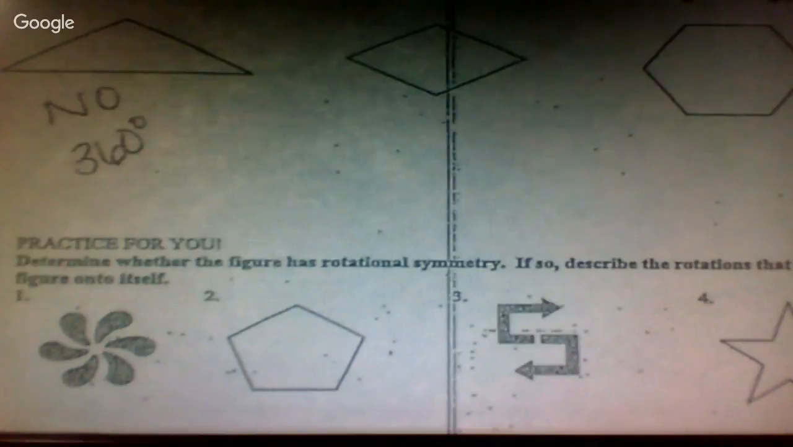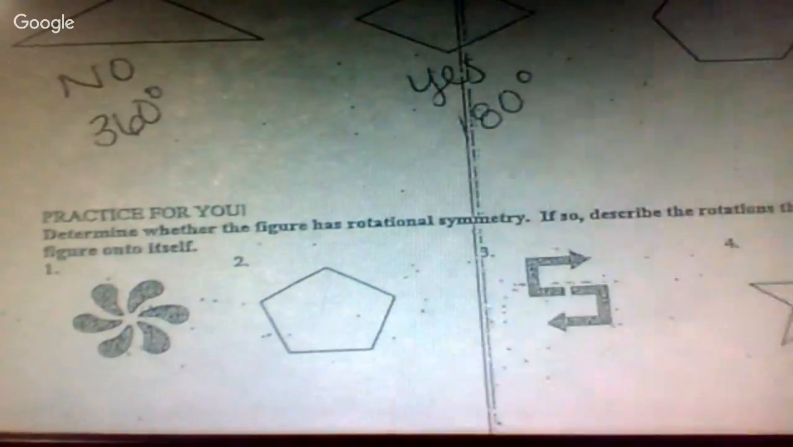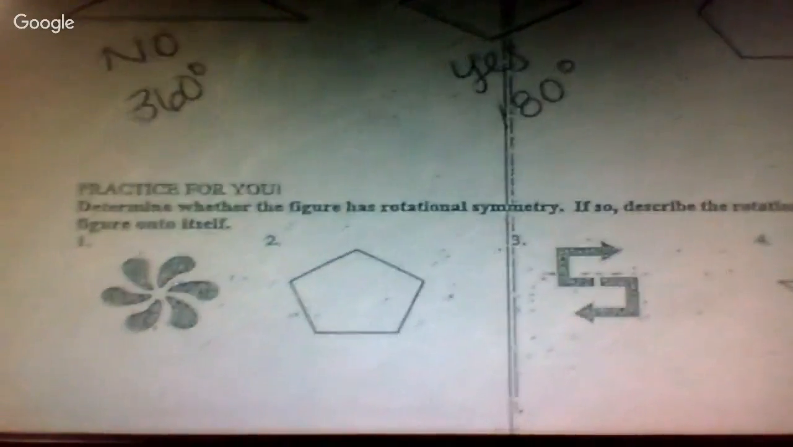Okay. Take a look at figure B. Is there a way for me to rotate it so it lands directly on top of itself? How far do I have to go to do that? 90. If I go 90, I would flip it like this. Does that look like my original? No, you do 180. So this is yes. It has to go 180 degrees to land on itself.